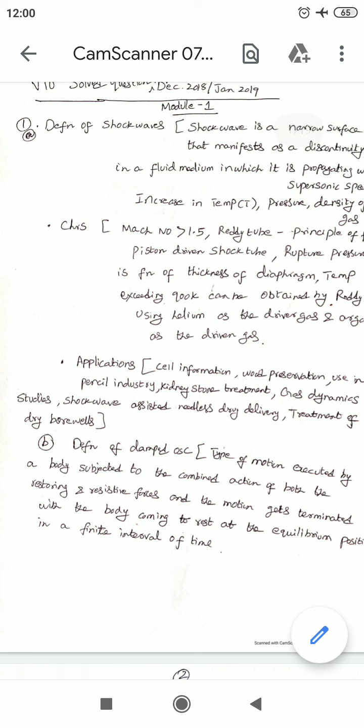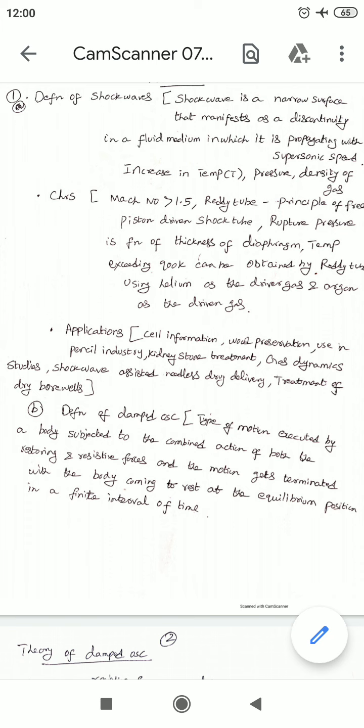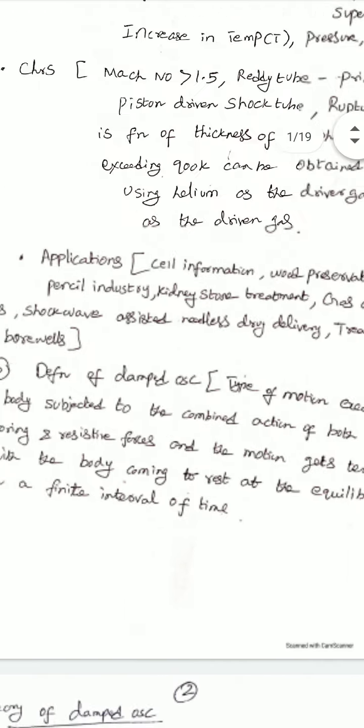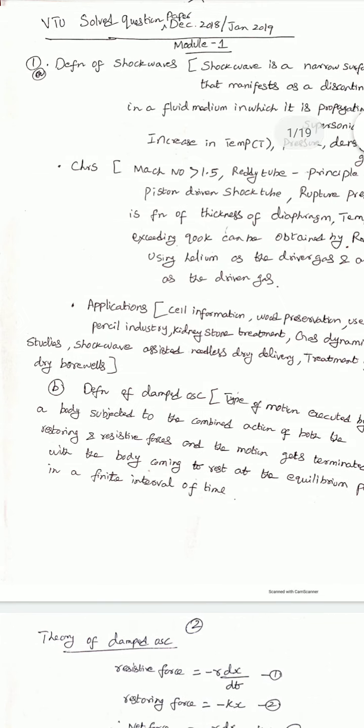Then the second question, that is 1B: what are damped oscillations? Give the theory of damped oscillations and hence discuss the case of critical damping. So first you are supposed to write the definition for damped oscillations. You studied it is a type of motion executed by a body, and the body is subjected to both restoring and resistive forces, and the motion gets terminated with the body coming to rest at the equilibrium position in a finite interval of time.